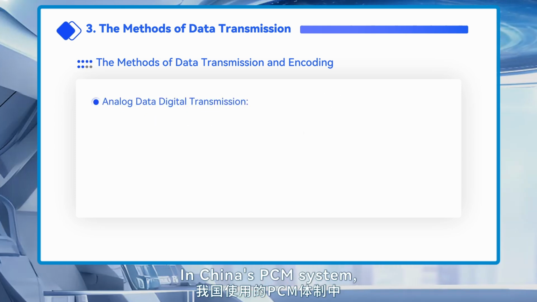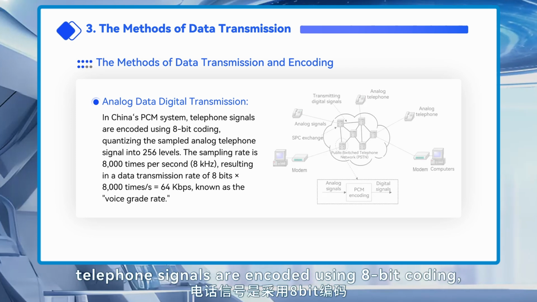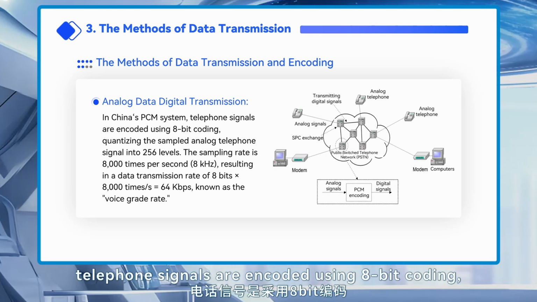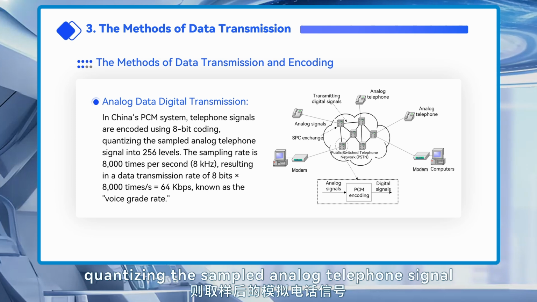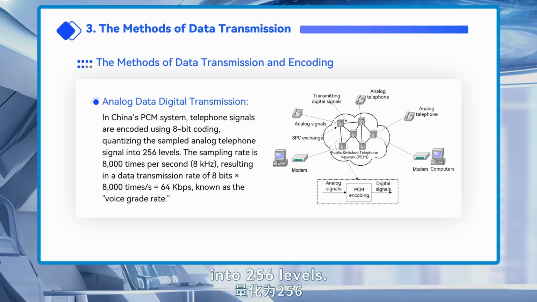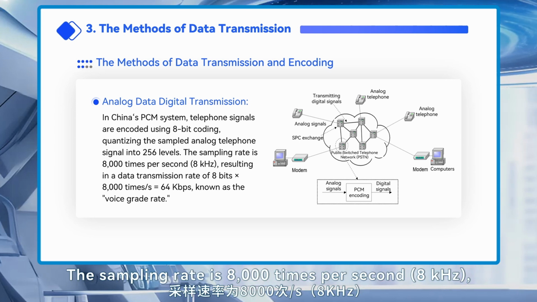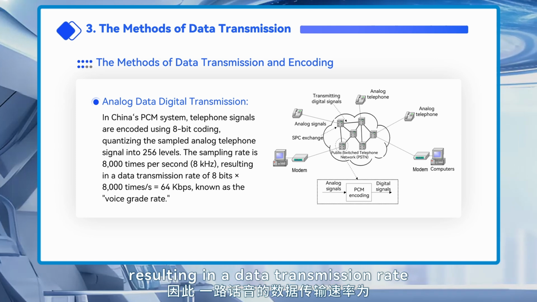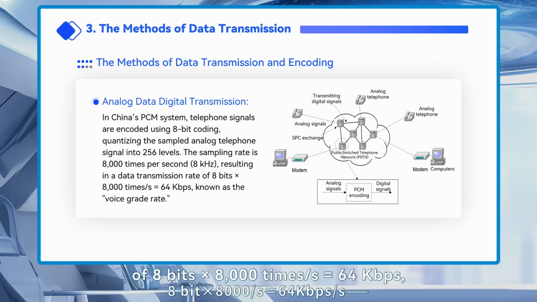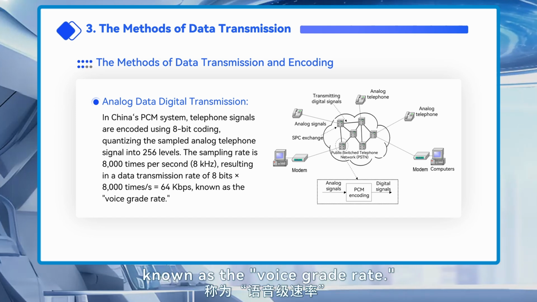In China's pulse code modulation system, telephone signals are encoded using 8-bit coding, quantizing the sampled analog telephone signal into 256 levels. The sampling rate is 8,000 times per second, 8 kHz, resulting in a data transmission rate of 8 bits times 8,000 times per second equals 64 kilobits per second, known as the voice grade rate.